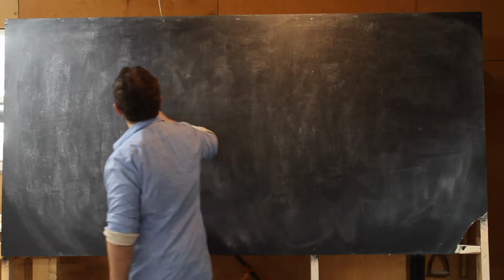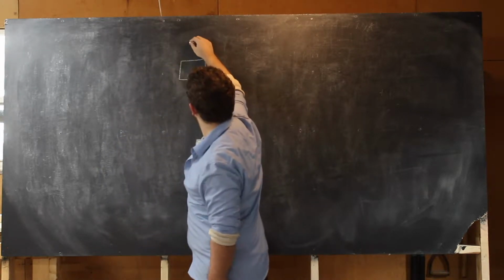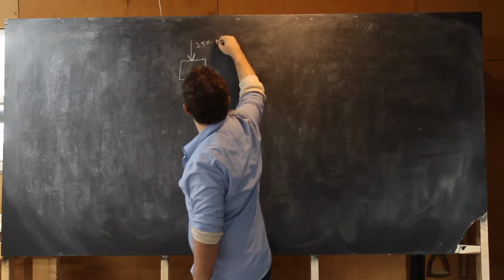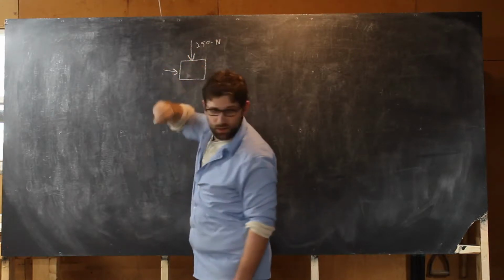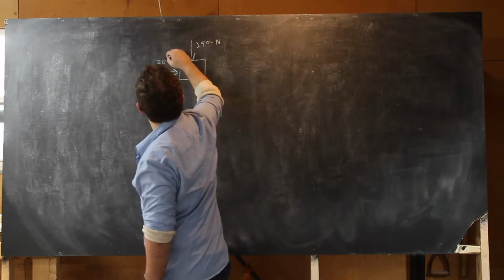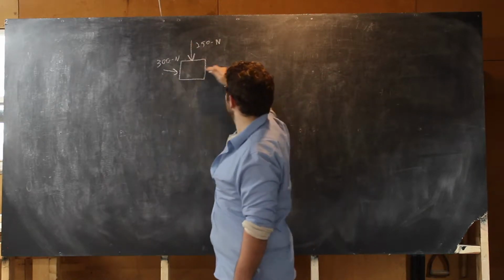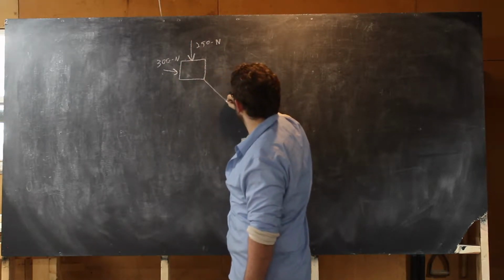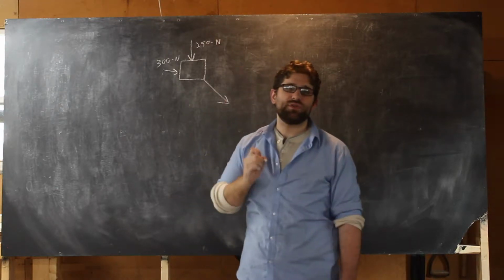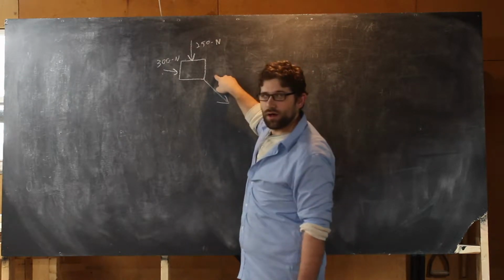Okay, so we have a couch here, a force of 250 pushing down, and a force of, what did I say, 300, pushing to the other side. Well, we've got two forces here, one in the y, one in the x. Our resulting force is going to be some way this way. And we can calculate it using the Pythagorean theorem. And then we can calculate the angle using a tangent.